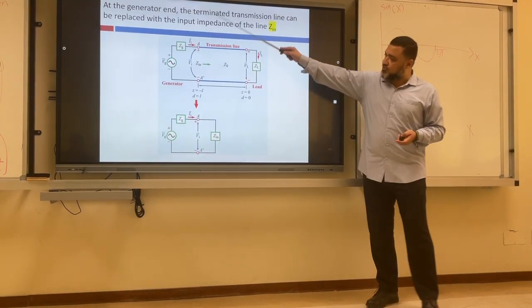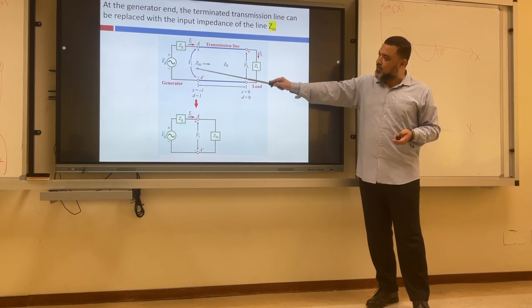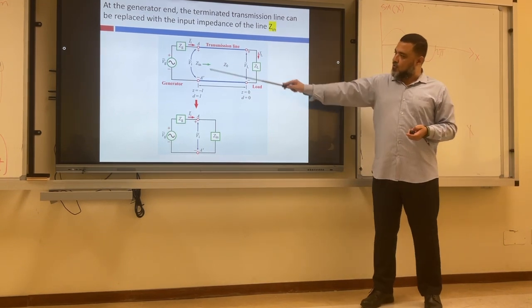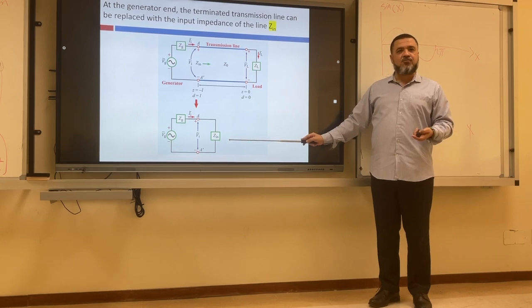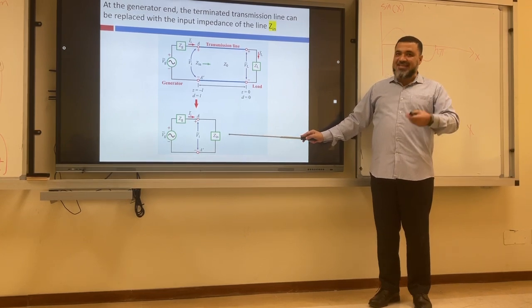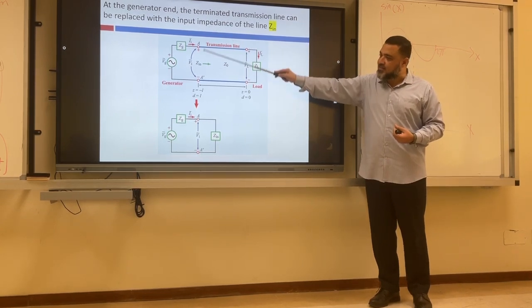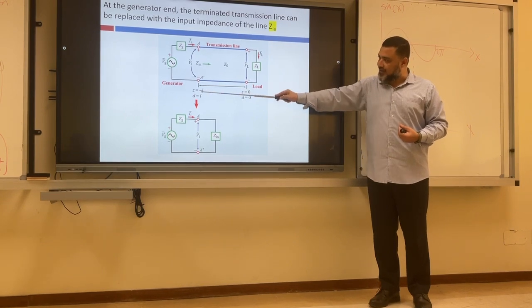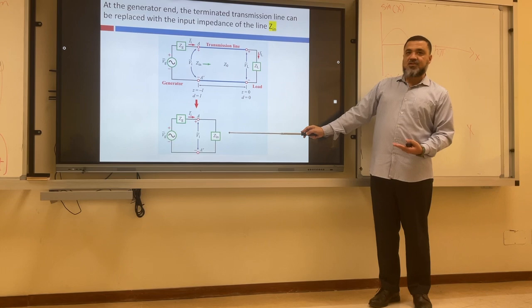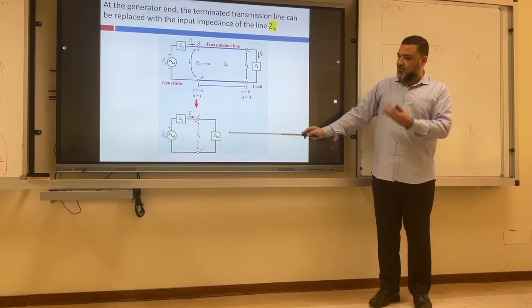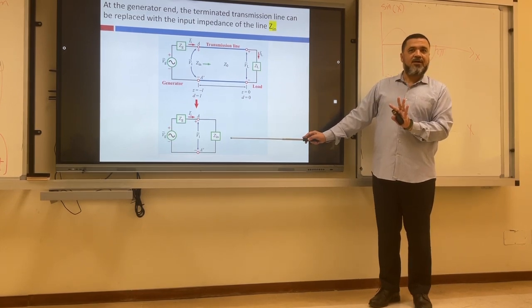If we are at the generator, if you remove the whole circuit and replace it by some impedance, the impedance we call Z input, the input impedance. So the input impedance is the equivalent impedance at the generator side. Now if you cut the circuit here, the whole thing will be Z input. So it will be much easier to handle now.